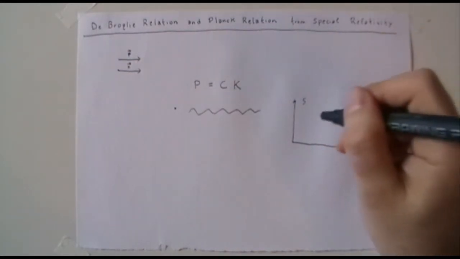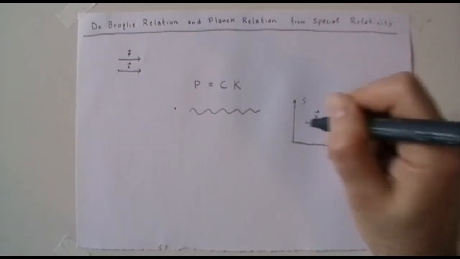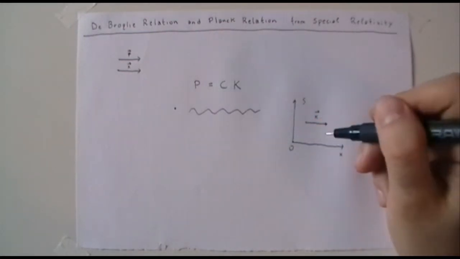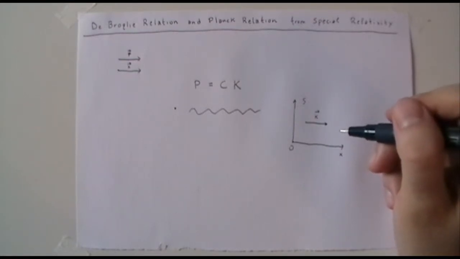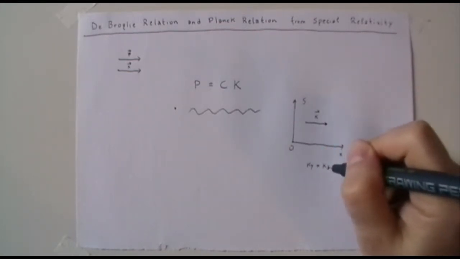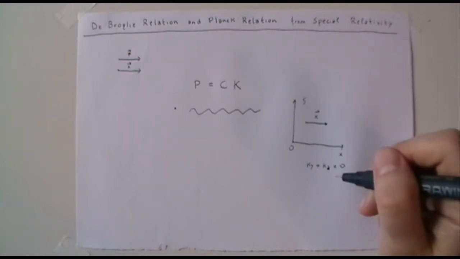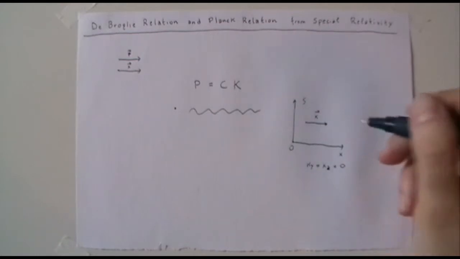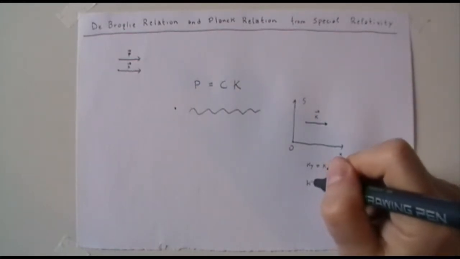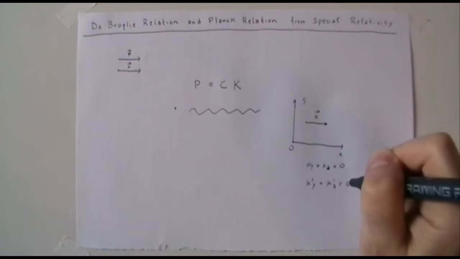this is S, and this is the wave vector, and the x-axis. So in S we have ky equals kz equals 0, and because of the Lorentz transformation of a wave four-vector, the y and z components of k will always be 0 also in any other inertial frame S prime, that is, k prime y equals k prime z equals 0.